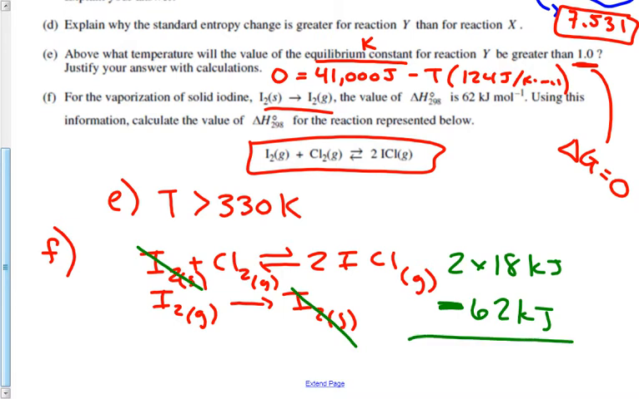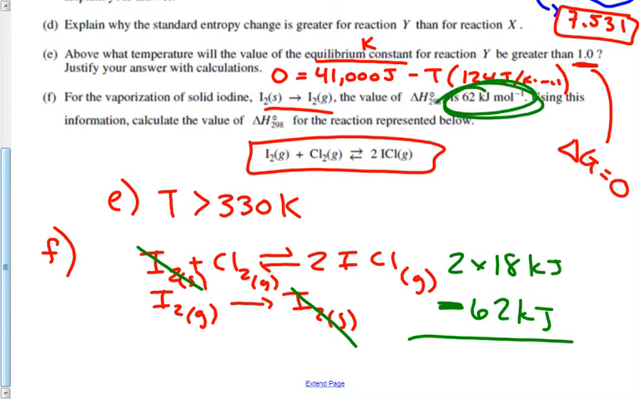So I doubled reaction X because I need to get that to equal that exactly. So I doubled it, so it's 2 times 18, and then I flipped the sign of that one. You're going to get 2 points.